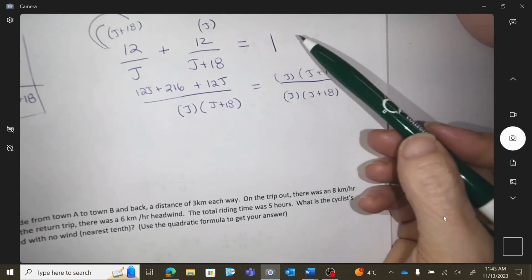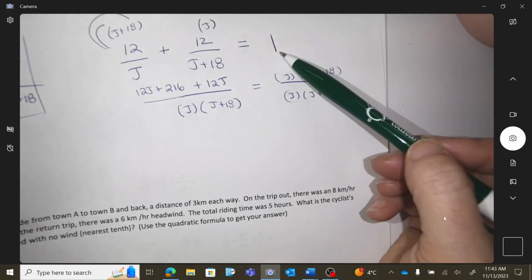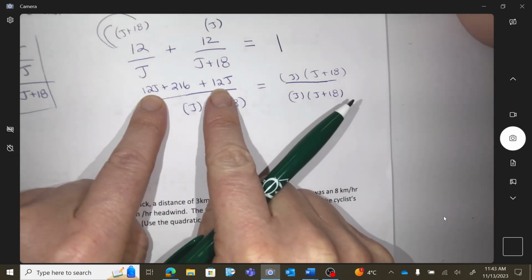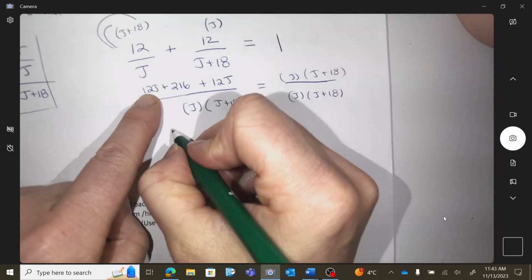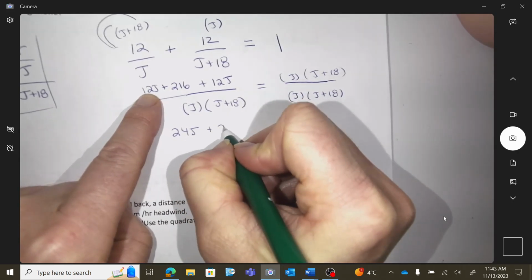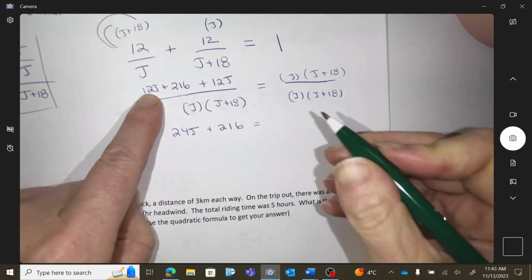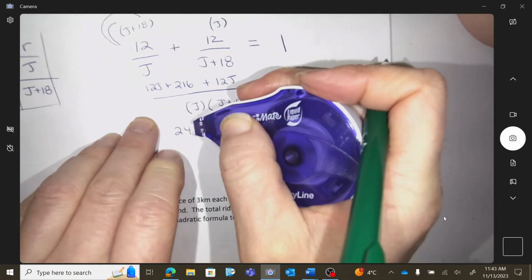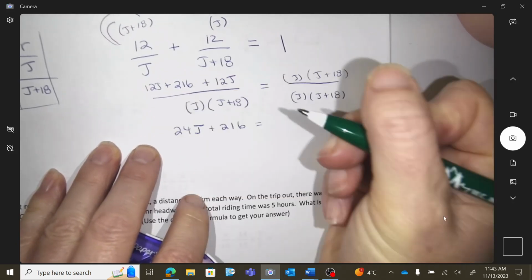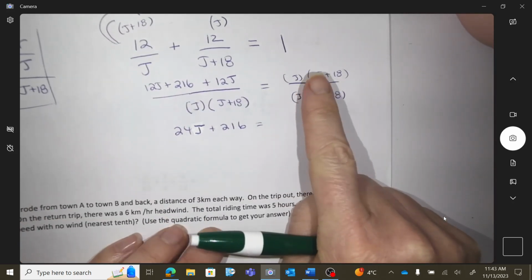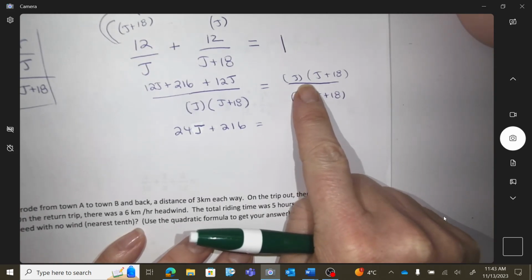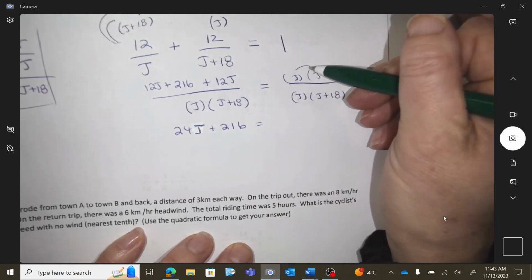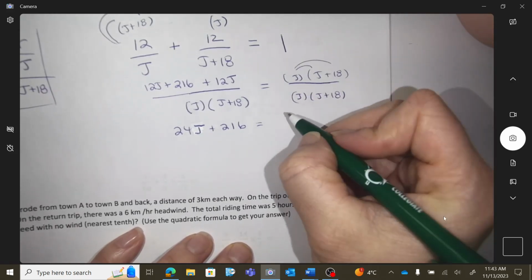Okay, so all that's new is this equation right here. You guys know the steps for this. Okay, I'm going to put these together. So 12J, 12J, 24J plus 216. My J's are looking like 5s for some reason. Okay, on this side, what are you going to do with this top? I'm going to do stuff to it. What am I going to do? I should distribute.